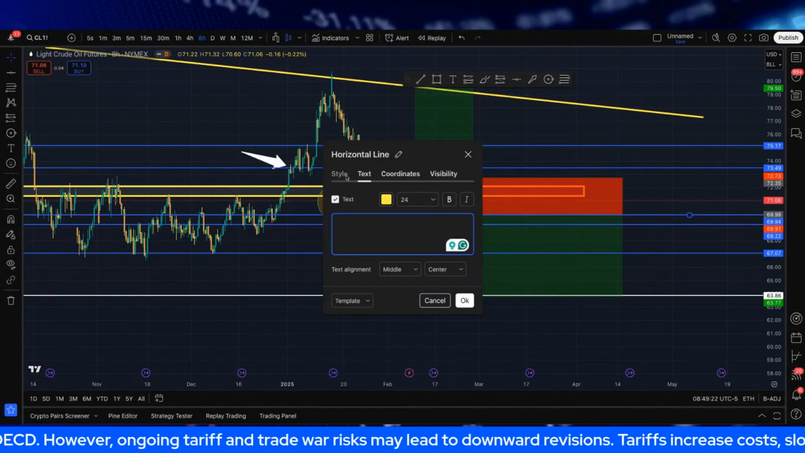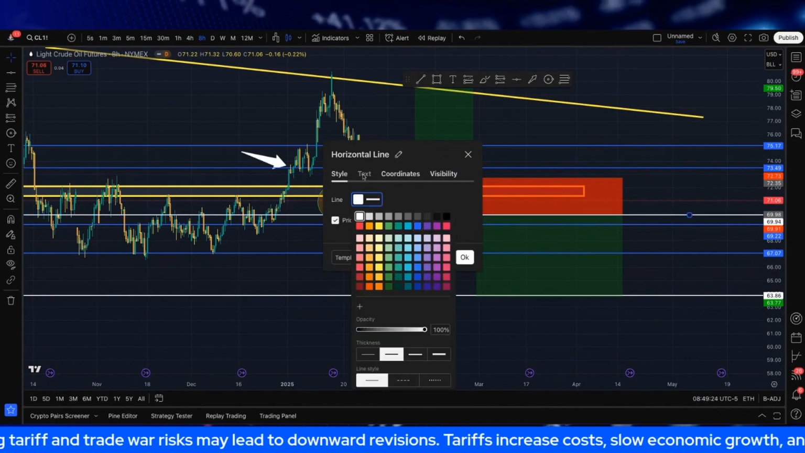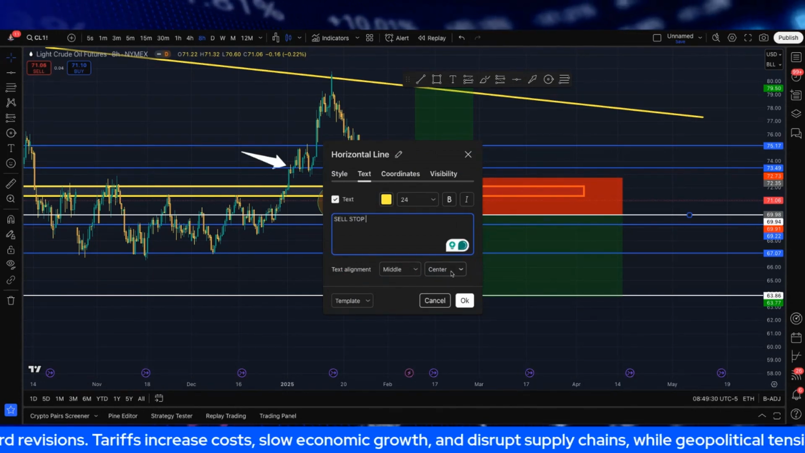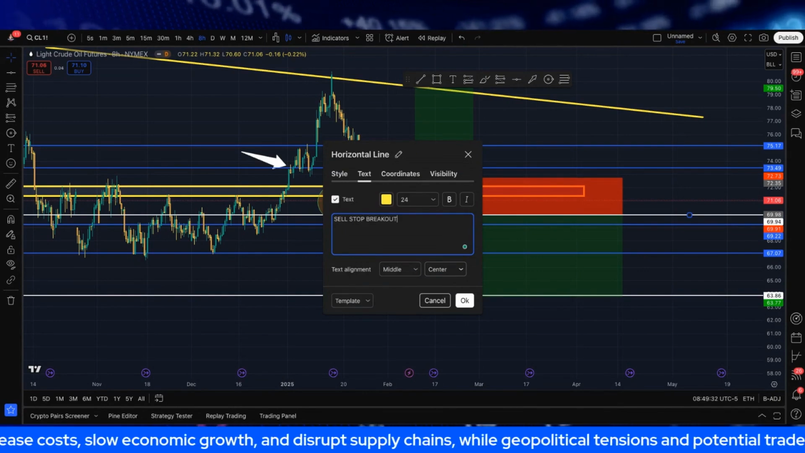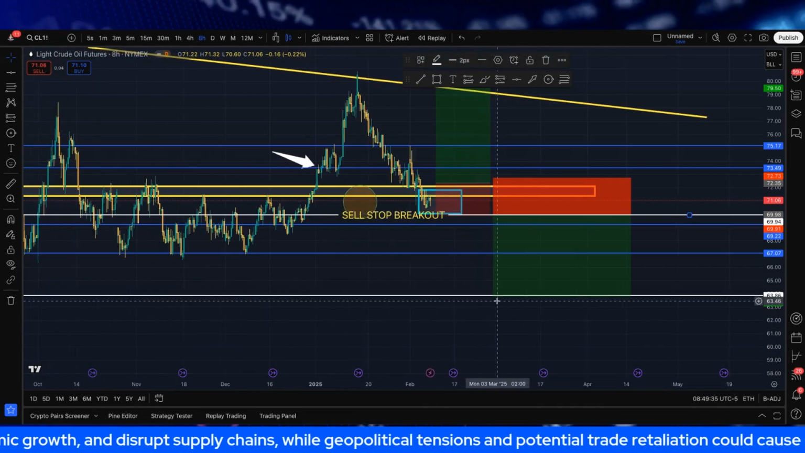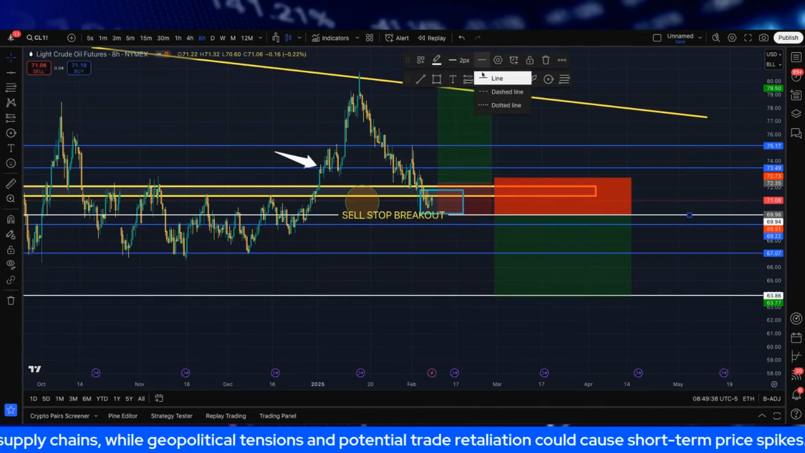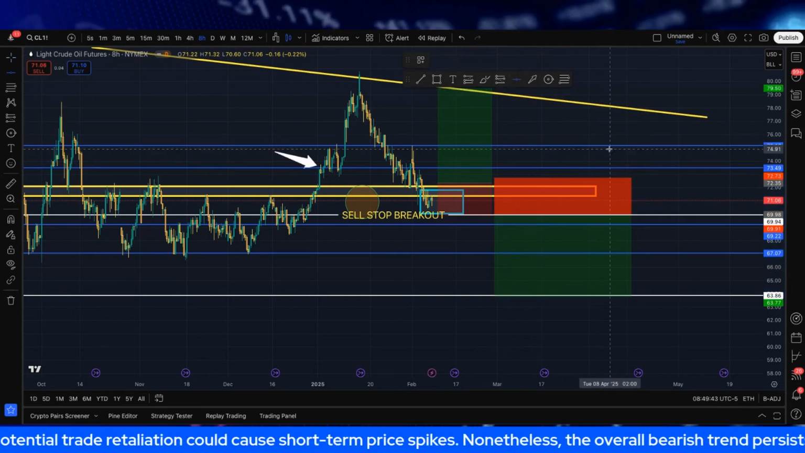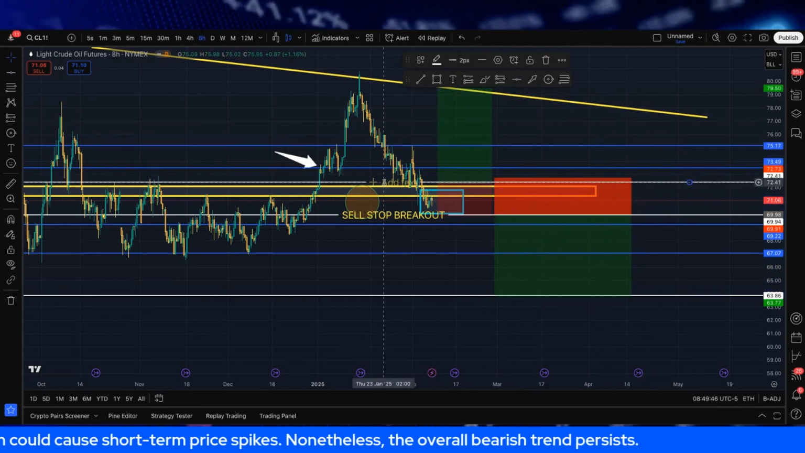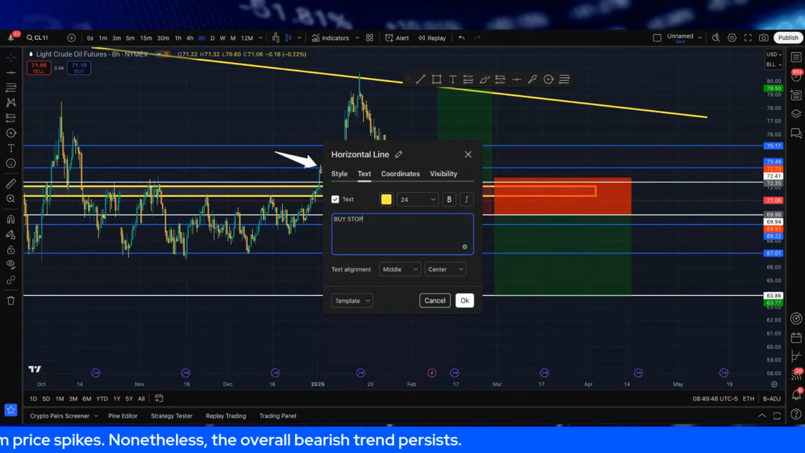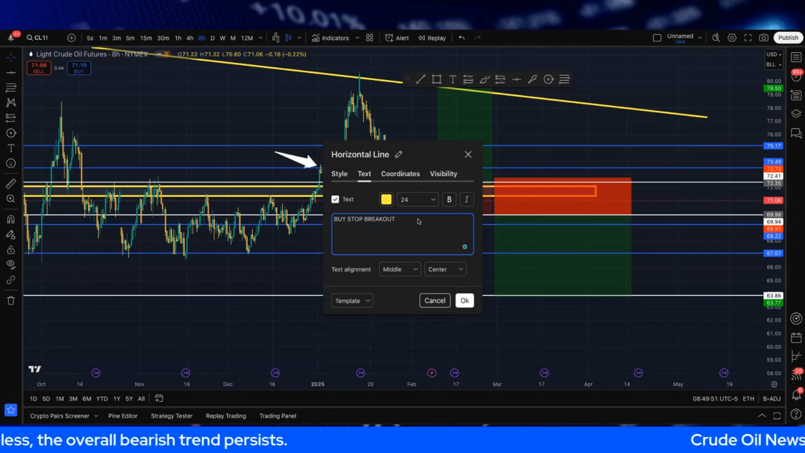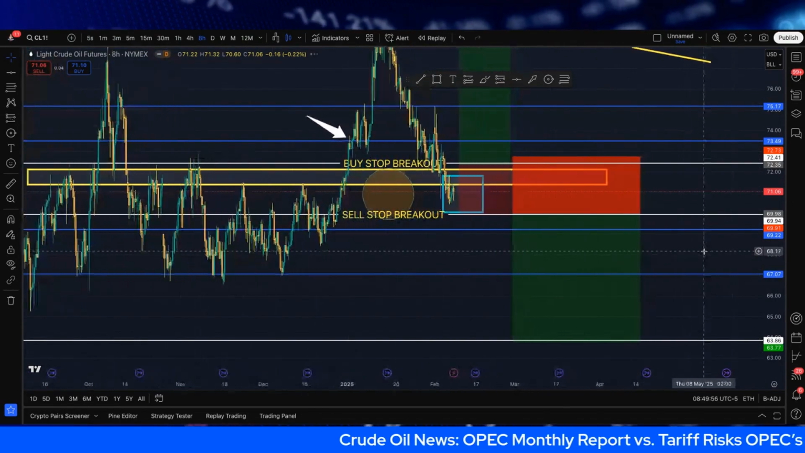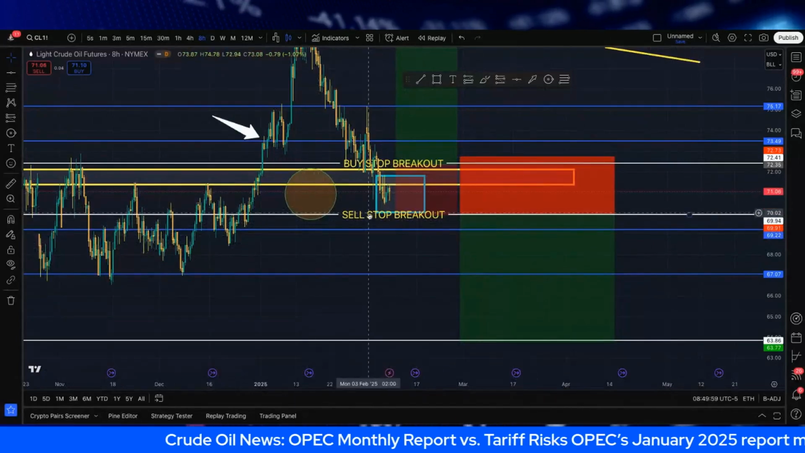I'm going to make this white. And this would look like a sell stop to the downside for breakout. Sell stop breakout. And remember, the key to any of this is to protect your trade after 20 points on crude oil. And then this here would look like a buy stop. This would be a buy stop breakout. Okay. So these things here would need to happen once this consolidation piece breaks.